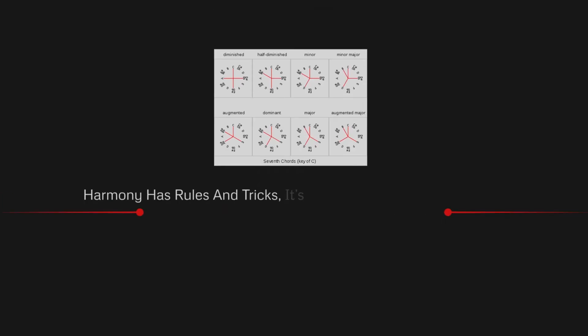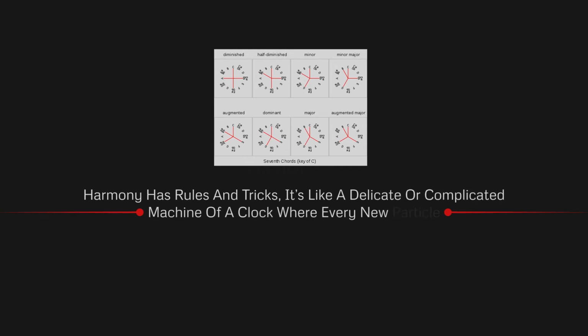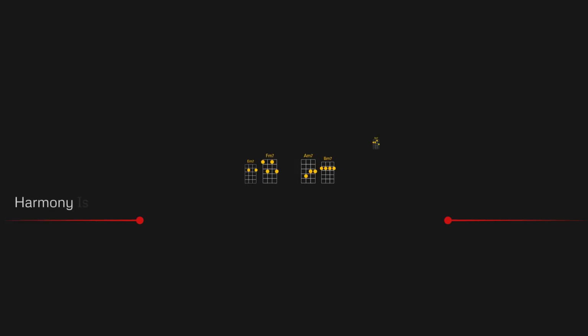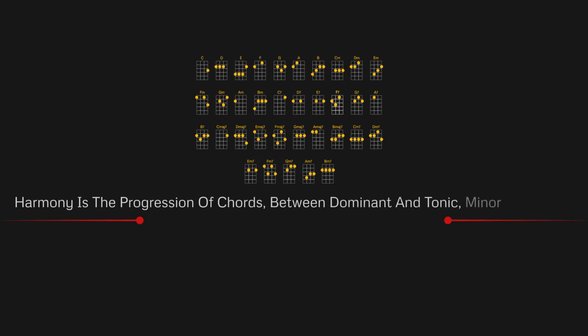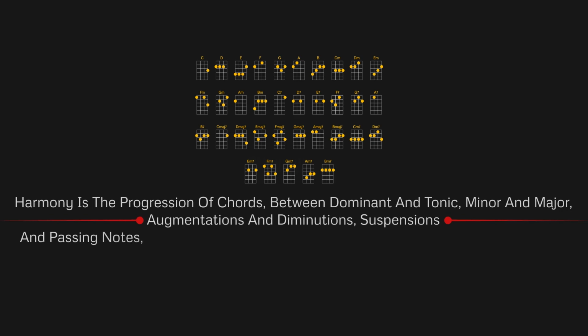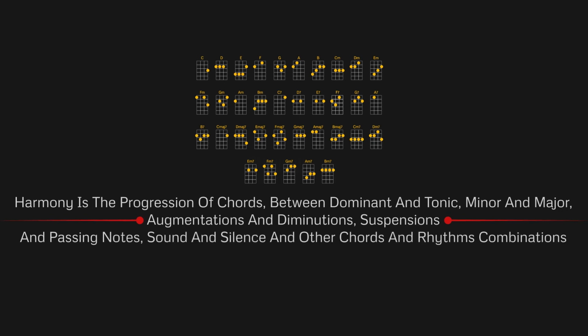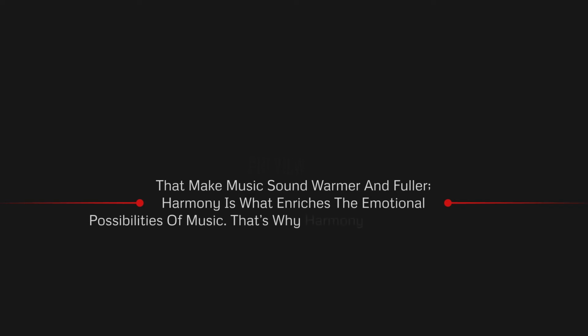Harmony has rules and tricks. It's like the delicate and complicated machine of a clock, where every new particle can mean the difference between perfection or chaos. Harmony is the progression of chords, between dominant and tonic, minor and major, augmentations and diminutions, suspensions and passing notes, sound and silence, and other chord and rhythm combinations that make music sound warmer and fuller. Harmony is what enriches the emotional possibilities of music. That's why harmony is the soul of music.